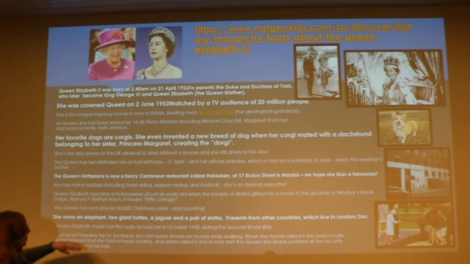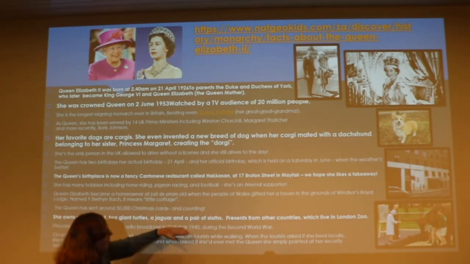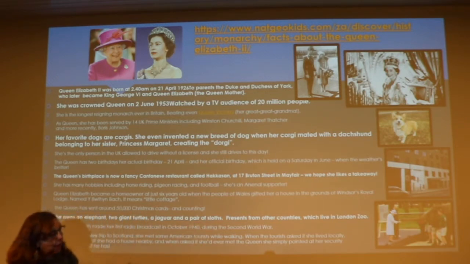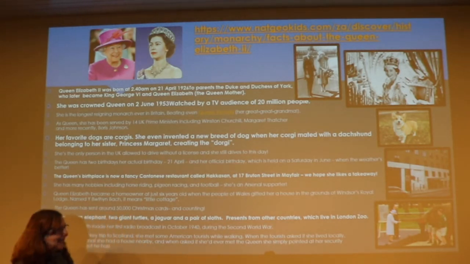She has lots of hobbies like riding horses, pigeon racing. She loves soccer. But she also owns an elephant, 2 giant turtles, a jaguar, and a pair of sloths. They were presents from another country. Those animals get to live at the London Zoo, and she can visit them anytime she wants to.